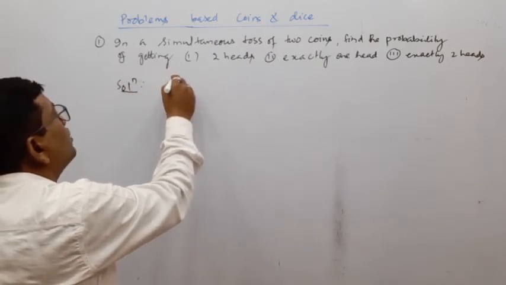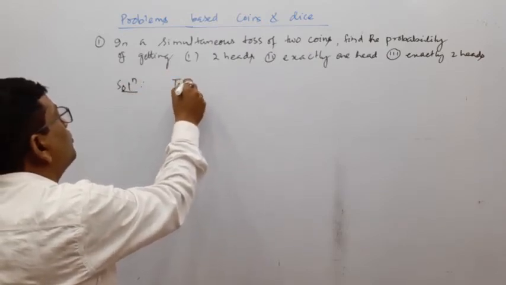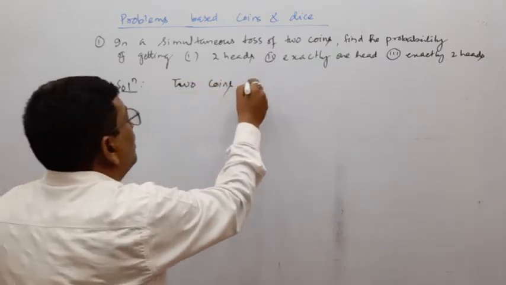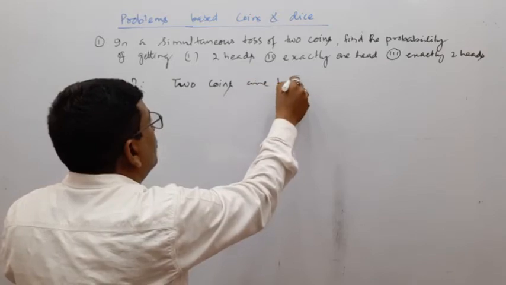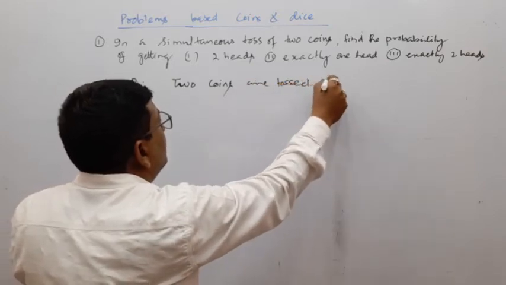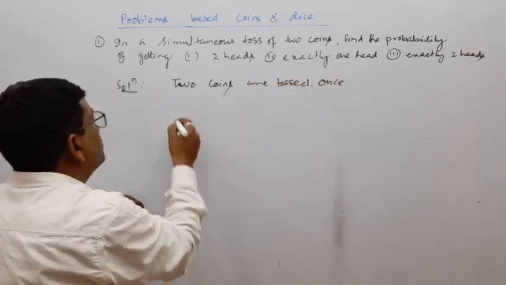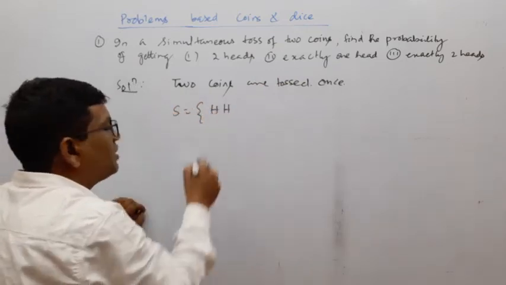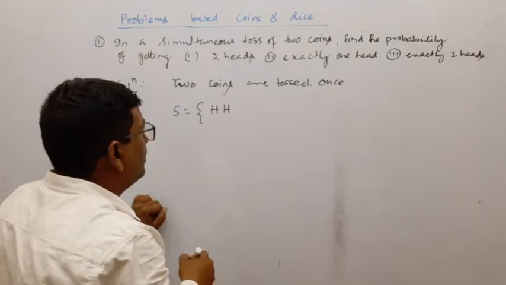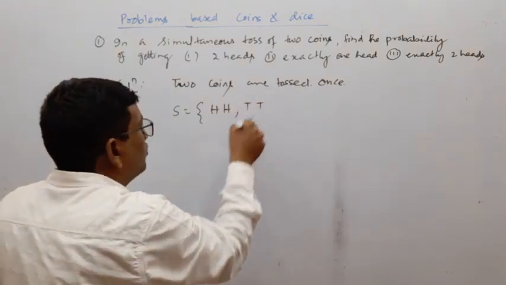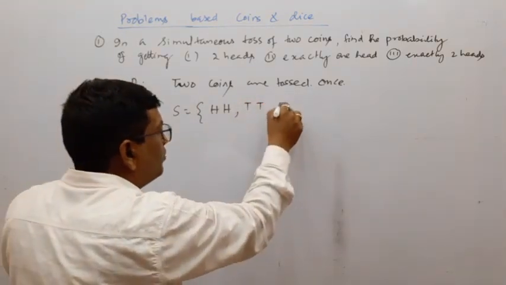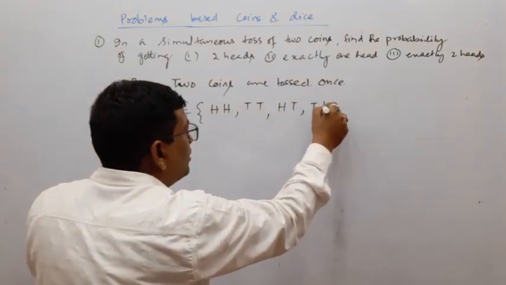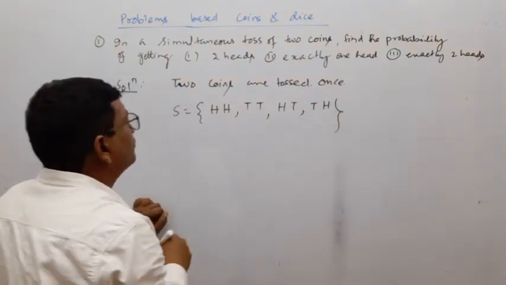Simultaneously two coins are tossed once. So sample space S is equal to either HH, first coin head, second coin head, or first coin head, second coin tail, or first coin tail, second coin head, or both tails.